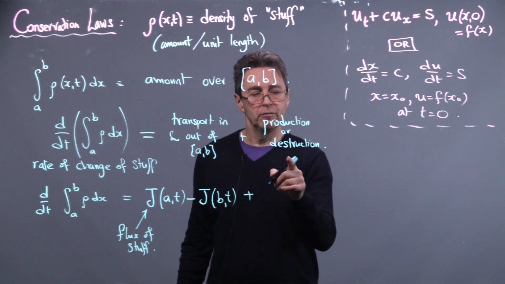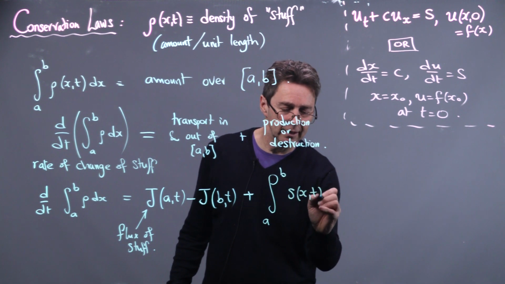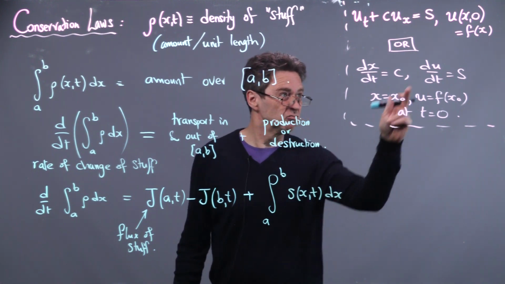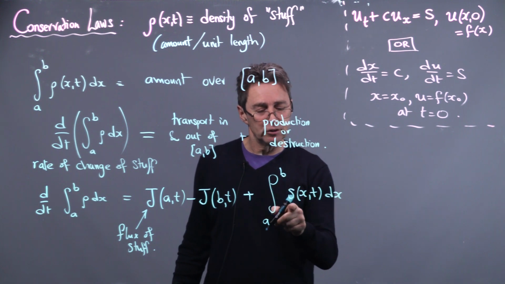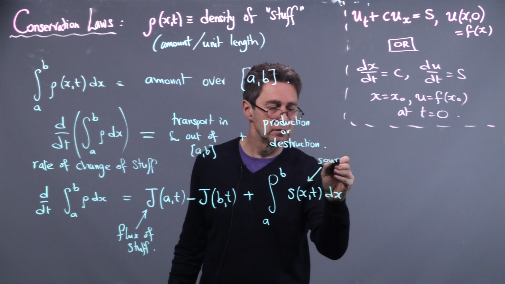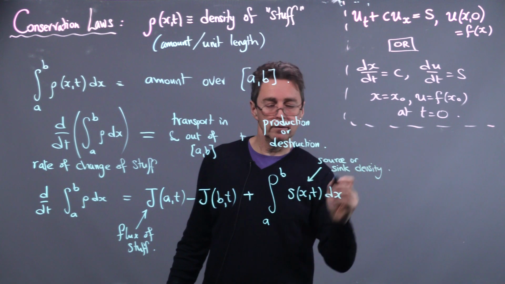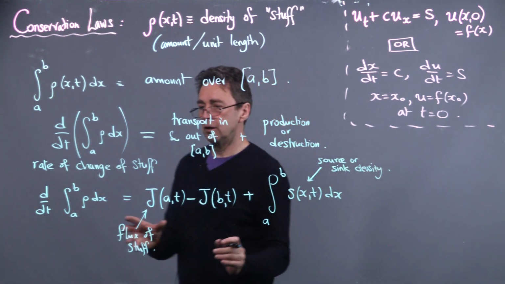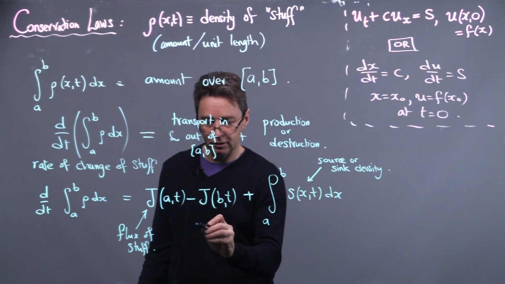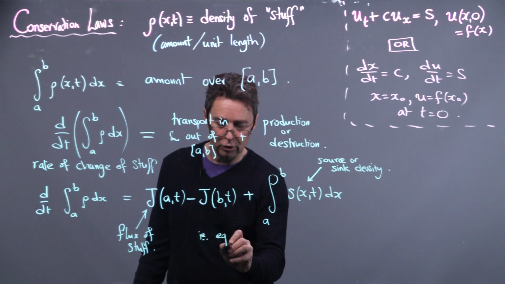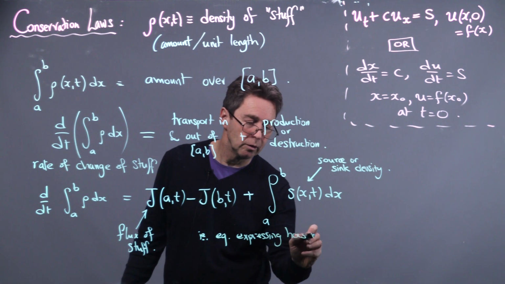And for production or destruction, I'll just write that as an integral over some density S of x and t dx. I'm putting S up there for a reason. Okay, so this is the integral of the source or sink density. All right, so that's an equation. It tells me what happens to the amount of stuff. It tells me how much of the stuff is conserved. So there's an equation expressing how much is conserved.